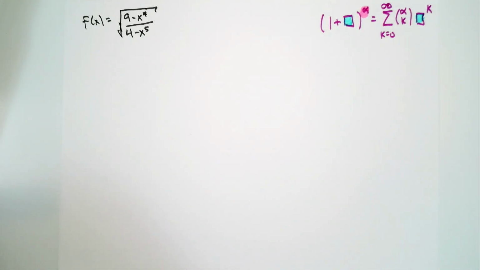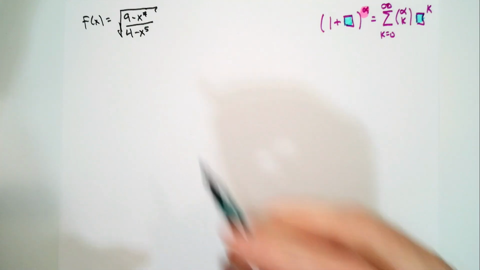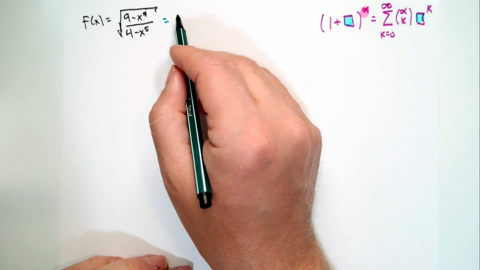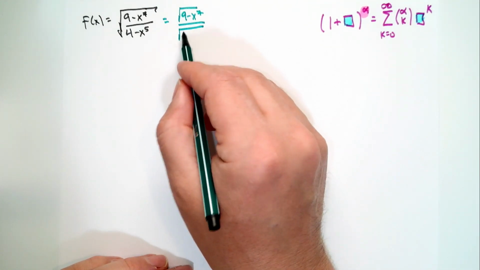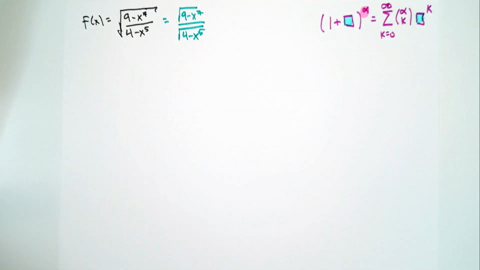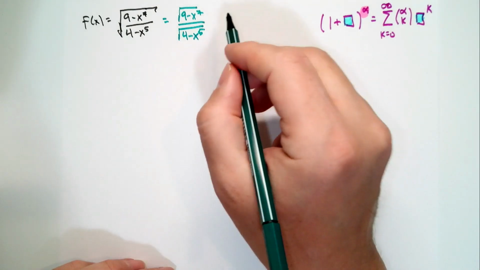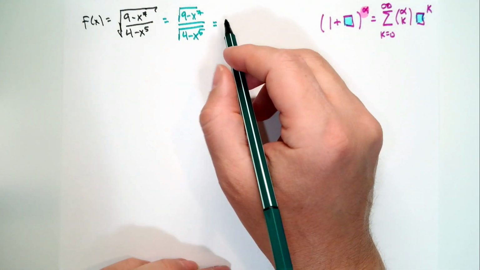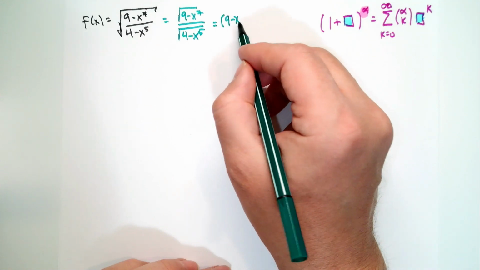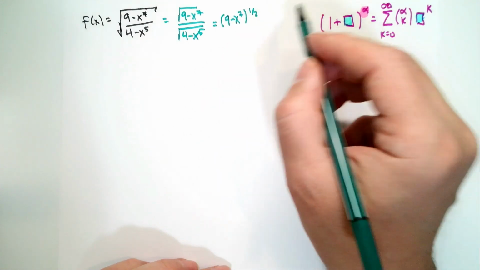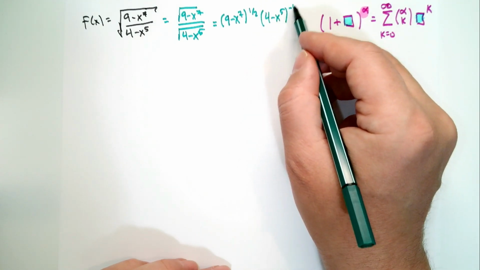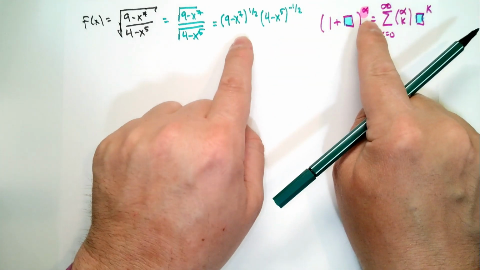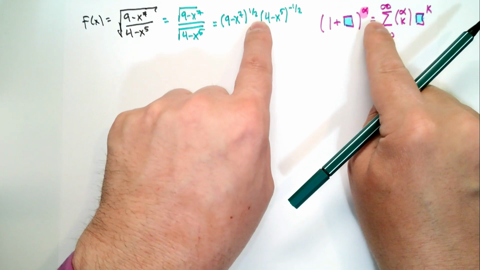So here's one way to think about how to approach this. I can think of this as really two pieces. The square root of 9 minus x to the 7th and the square root of 4 minus x to the 5th, because I can break square roots up in that way. Or, if you like, I can go even further and think of this as 9 minus x to the 7th to the 1/2 and 4 minus x to the 5th to the minus 1/2. And now we're starting to be like, yeah, okay, I see it. It's something to a power.